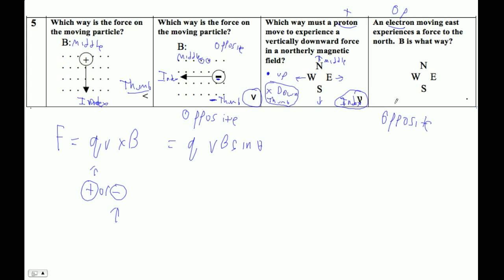Okay, so now let's see. An electron is moving east, so I've got my index finger to the east. It experiences a force to the north, so my thumb is to the north. Index finger there, thumb to the north. My middle finger is into the page, but it's an electron, so it's opposite that, so it's out of the page. So negative, my middle finger is giving me a dot out of the page, or negative into the page.